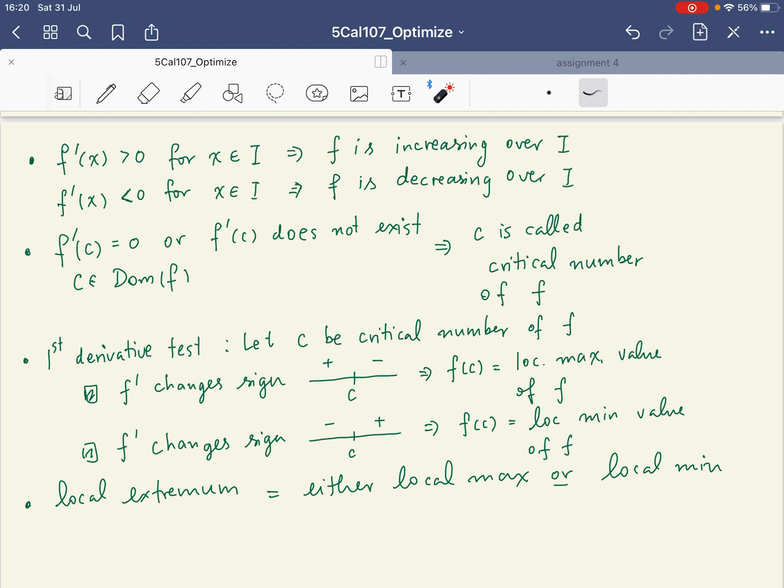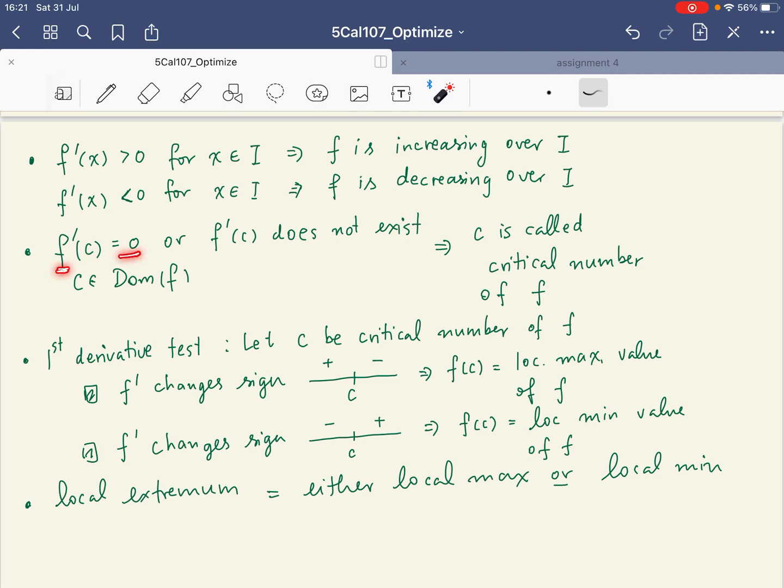If you can solve the inequality f prime x greater than 0, and you can find the interval where this inequality holds, then it means that over that interval your function f is increasing. On the other hand, if your f prime is negative and you can solve this inequality into an interval I, then you can determine that your f is a decreasing function over that interval I, where your f prime is negative.